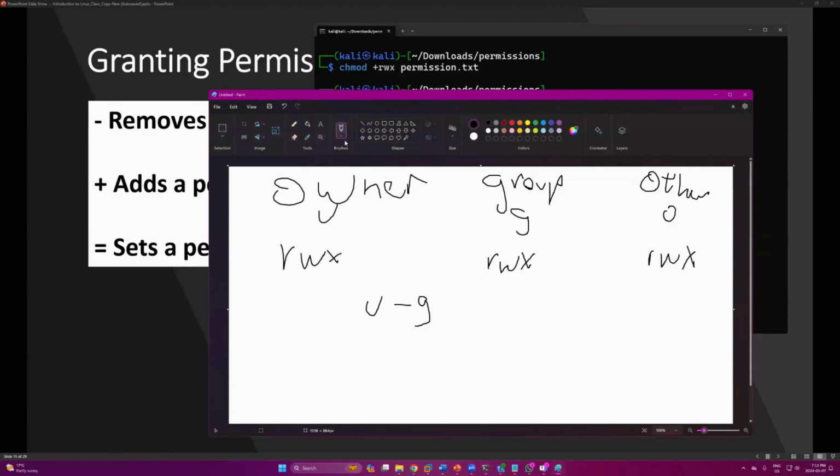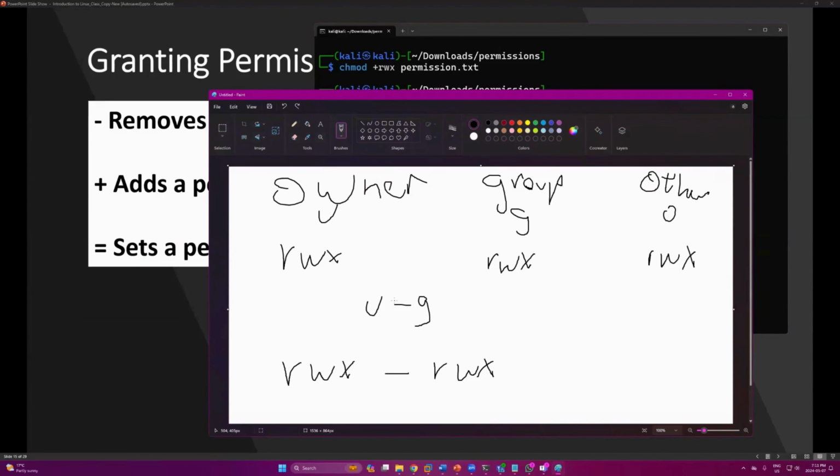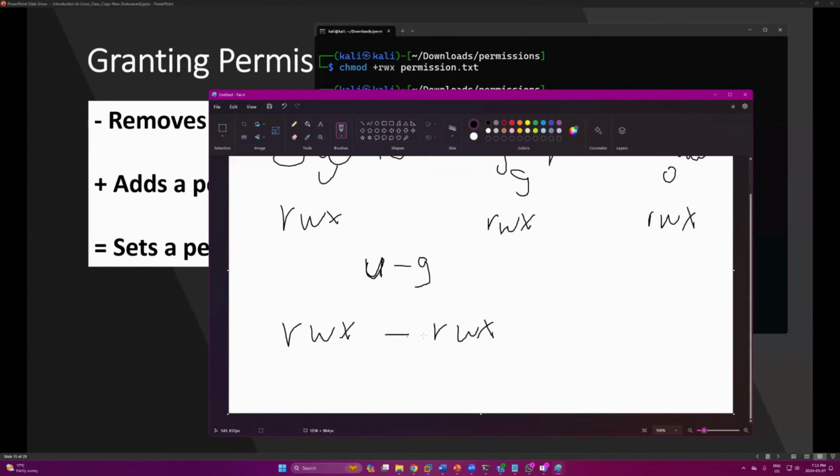So let's look at it visually. We have RWX and then we have RWX. So U minus G, isn't that just RWX minus RWX, but we're applying it to the users group? We're basically saying that users should minus whatever is in G, but G doesn't change. We're just subtracting from the users. So users RWX minus RWX gives me nothing, or in this case, the 3 dashes.